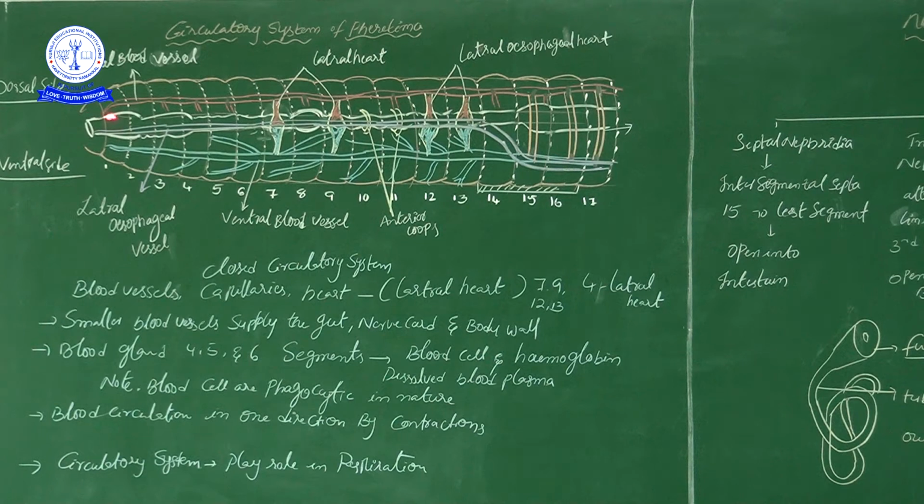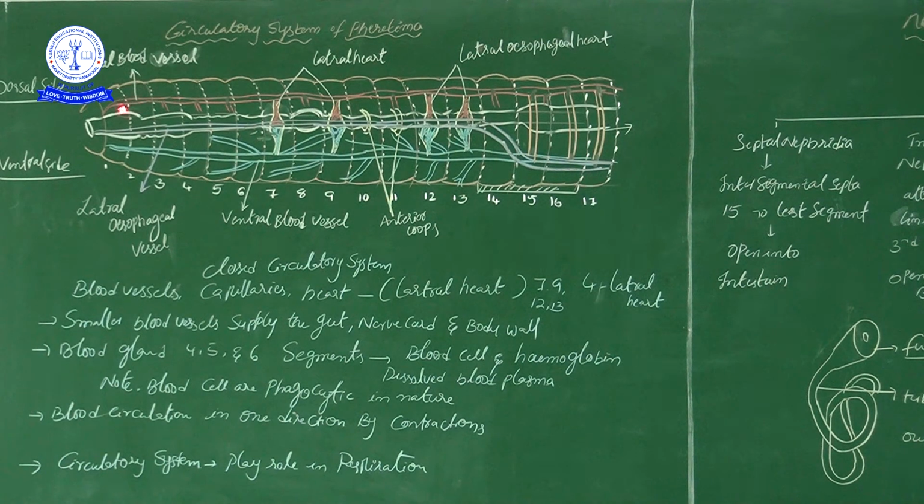Already, for digestion, we drew the same diagram. In the middle of this diagram I mentioned the digestive system, nothing but the alimentary canal. What are the parts? Mouth, buccal cavity, pharynx, esophagus and gizzard, and after that esophagus, then intestine. These are the parts. Here the blood vessels, whether dorsal or ventral, are present above and below the alimentary canal.